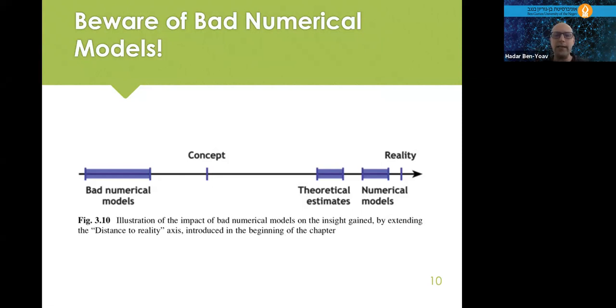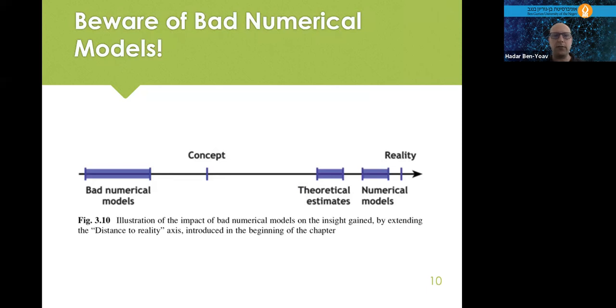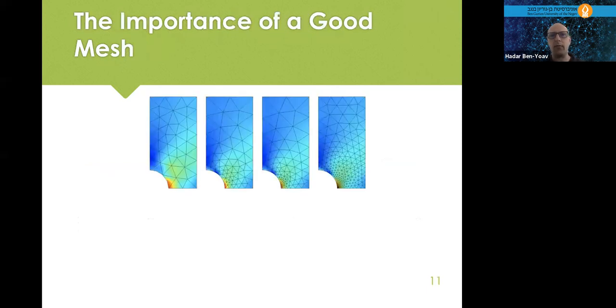And this is a big disadvantage, that you need to be very much aware of bad numerical models. Bad, I mean that they solve it, but they give you the wrong answer. I will show an example for that. But let's do it after talking about the mesh.